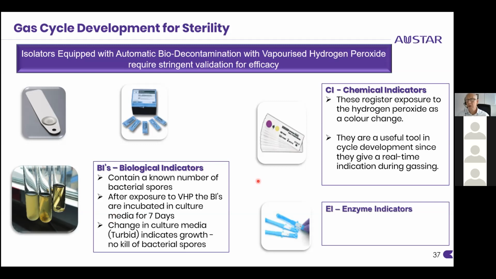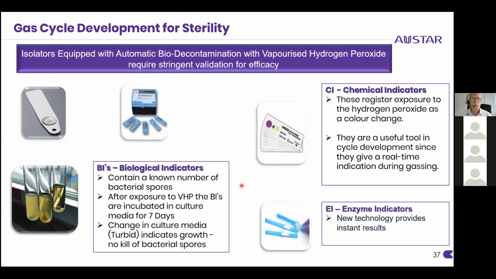Something that's just come onto the market are called EIs, or enzyme indicators. This new technology actually provides instant results. It's not accepted as a validatable technique at the moment, but it gives the same results as the biological indicators do, but it's instant rather than 7 days. So the benefit of EI indicators is that, from the perspective of an OEM that designs isolators, we can do the gas cycle development more efficiently using EI indicators before BIs, and only use BIs at the validation stage, so we can reduce the price to the end user.